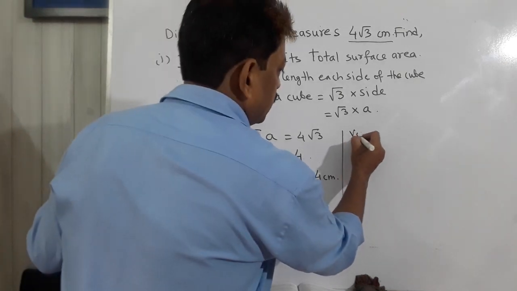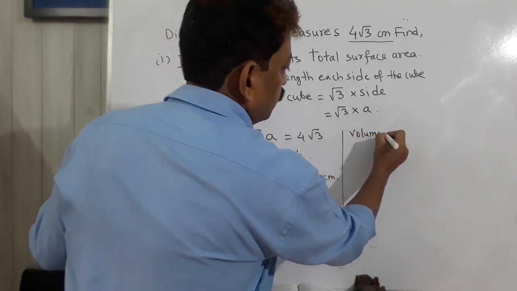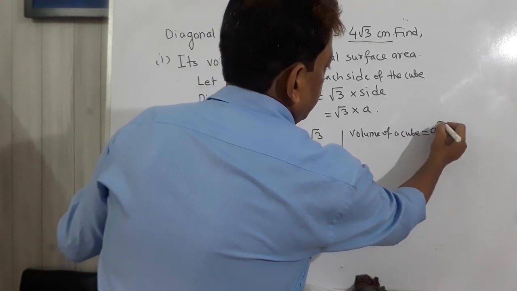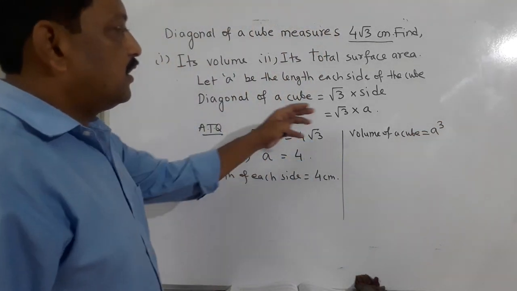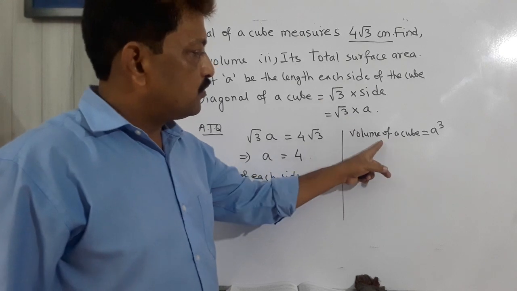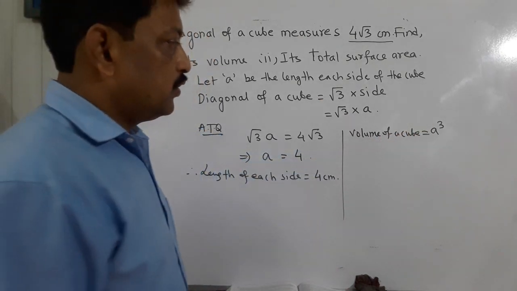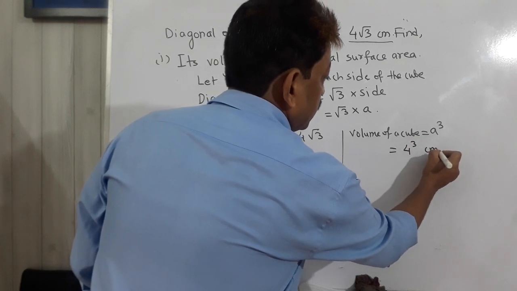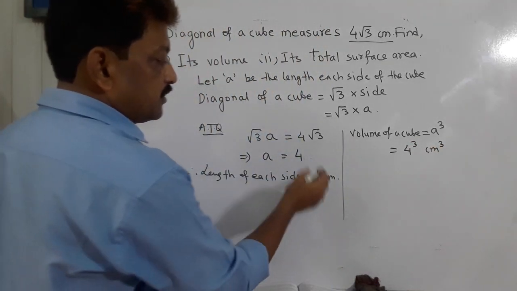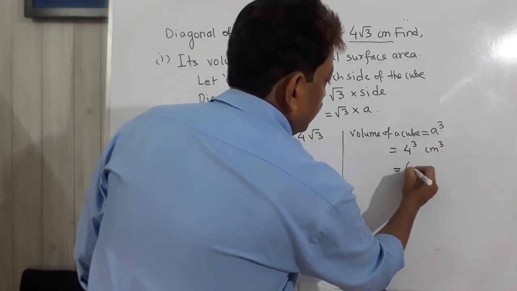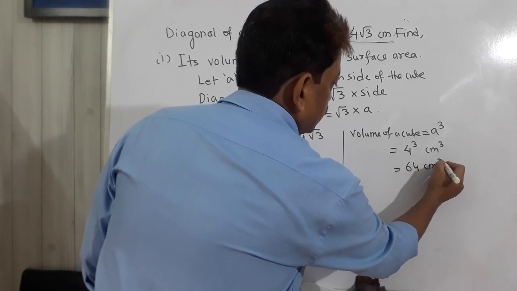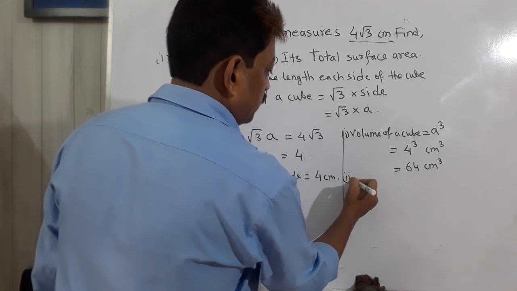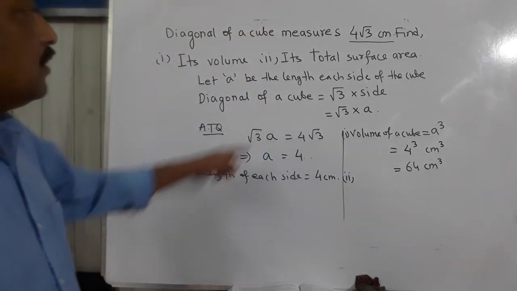Okay, now we have to calculate the volume as well as the total surface area. Now what is the volume of a cube? Volume of a cube is equal to side cube, that is a cube. We have assumed the length of each side of the cube as a, so the volume of the cube is a cube, and that is equal to 4 cube centimeter cube. The length is in centimeter, so it will be 64 centimeter cube. This is the answer for the first question. Now for the second one, what is the total surface area?